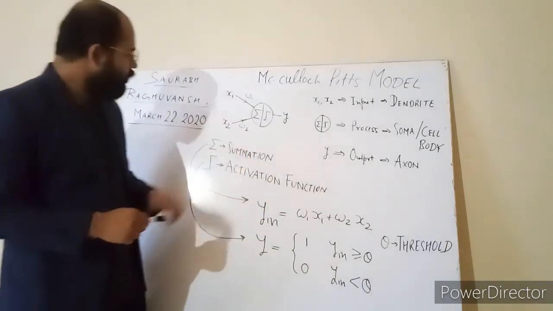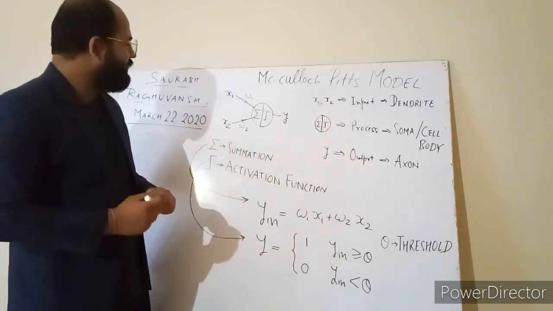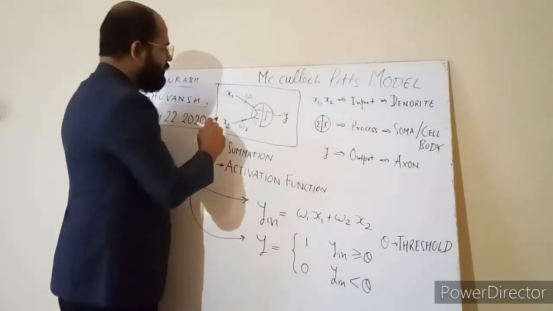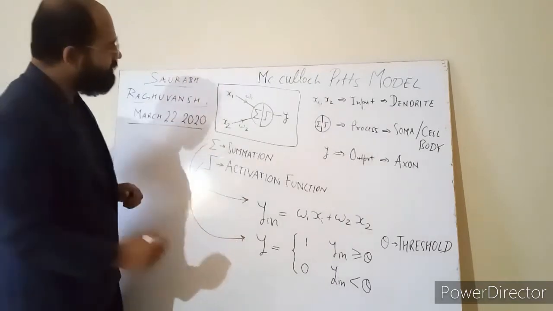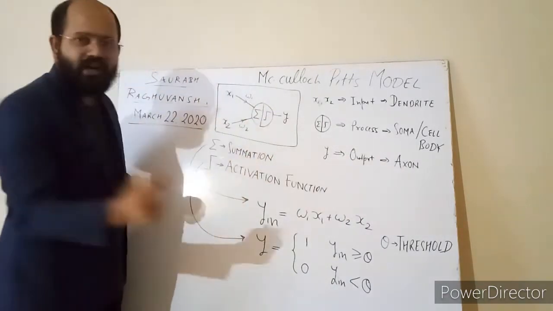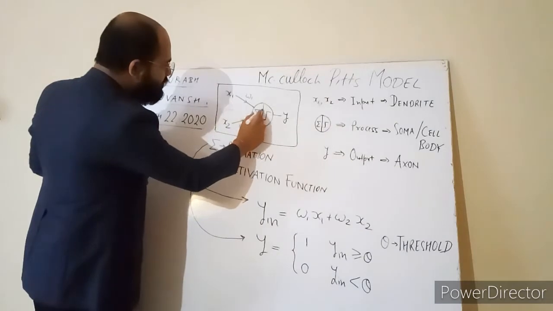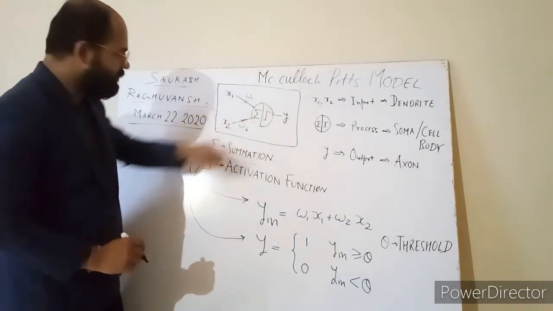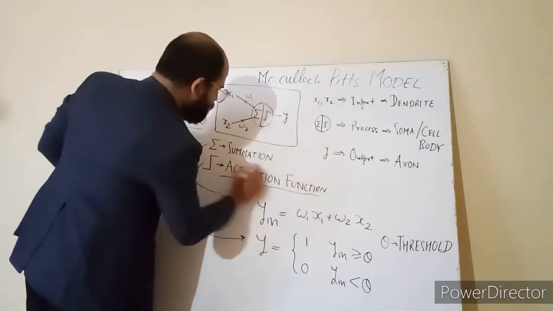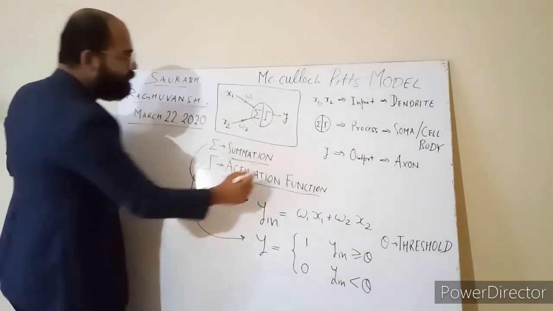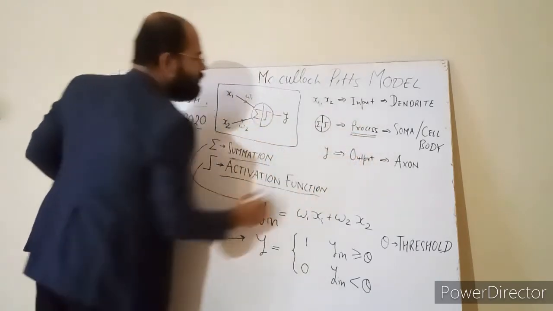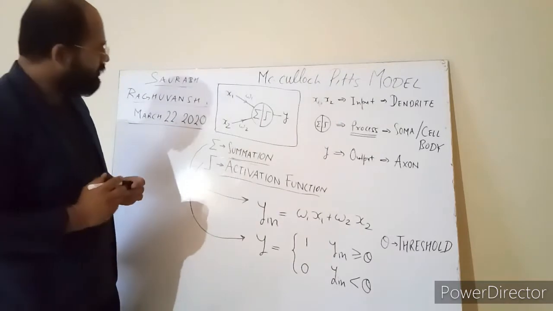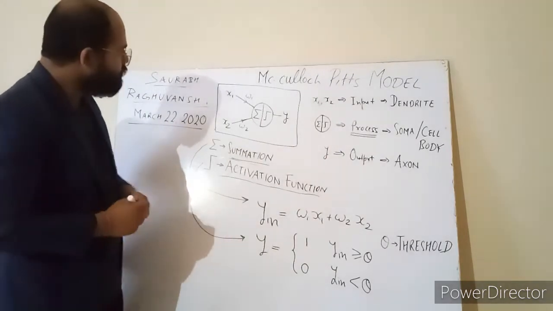So here, we can see a simplistic model like this. There is a circle in which we have two symbols. The first is called the summation symbol, and the second is the activation function. So these two processes are done in the McCulloch model. What happens here?